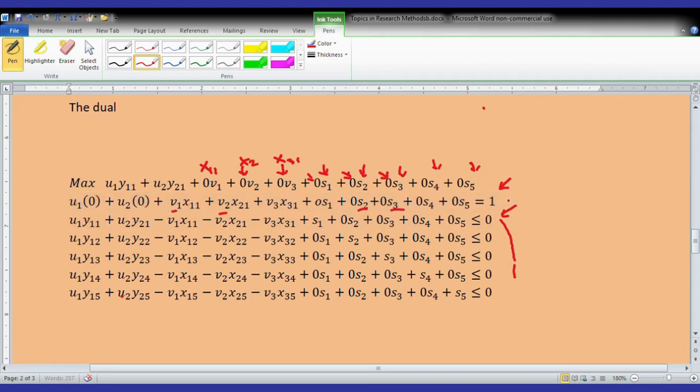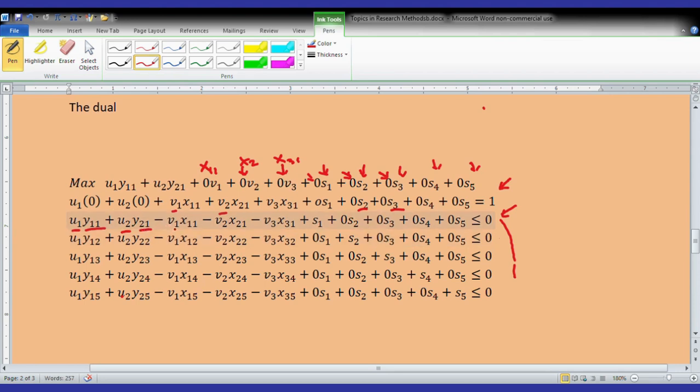So see that this first constraint is having all the slack variables as well. So we have all the variables in our system in this equation as well as in all the other equations. Let me show you the other one. So see that u1 y11. So u1 is the variable and y11 is the data point: how many units of good 1 are being produced by firm 1. u2 is the second variable, and y21 is the output being produced by firm 1 of good 2.